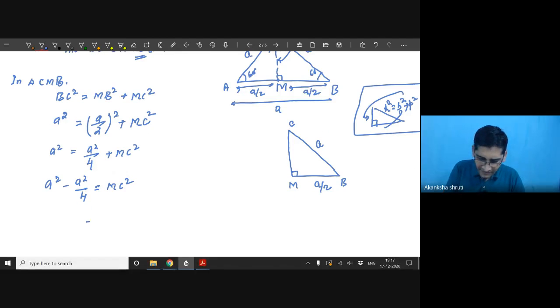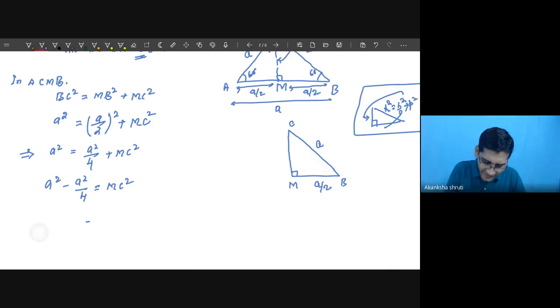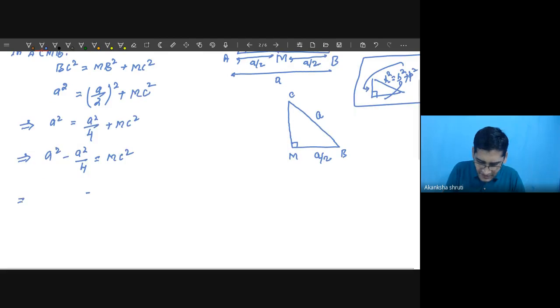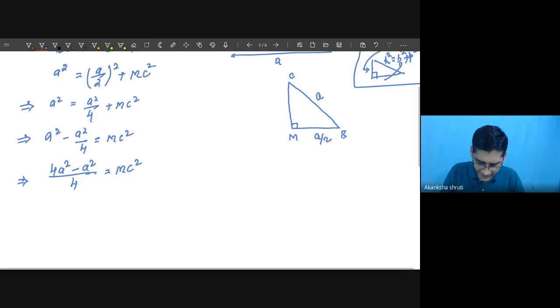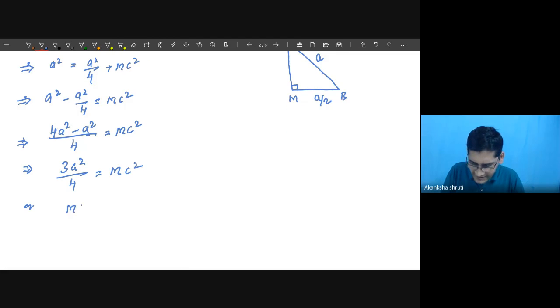Okay, take the LCM. So this implies, take the LCM as 4. For the A square, as the first term, the denominator is 1. So it becomes 4A square minus A square by 4. For that, 4 is already there, so only A square has to be taken. MC square. It becomes 4A square minus A square, which is how much? 3A square by 4 is equal to MC square. Or students, you may write this as MC square is equal to 3A square by 4.